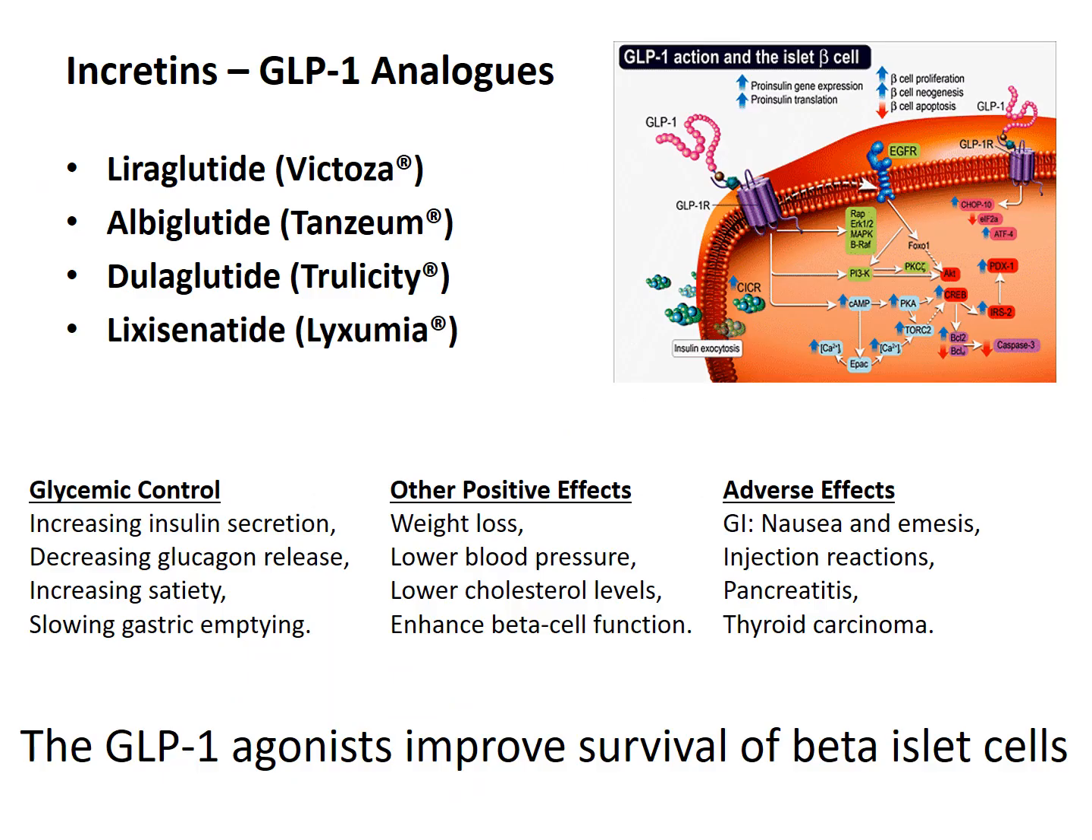Here are some of the incretins that are on the U.S. market: Victoza, Tanzeum, Trulicity. The newest one out there is Lyxumia. These are all incretins. These are all GLP-1 analogs. So just like Lispro is an analog of human insulin, liraglutide is an analog of human GLP-1.